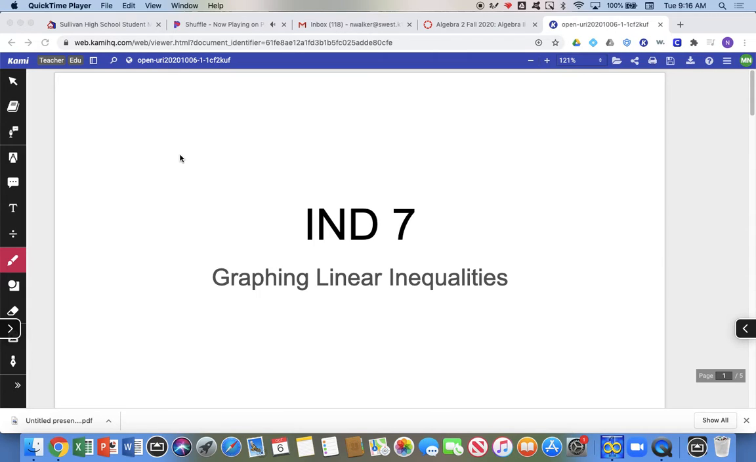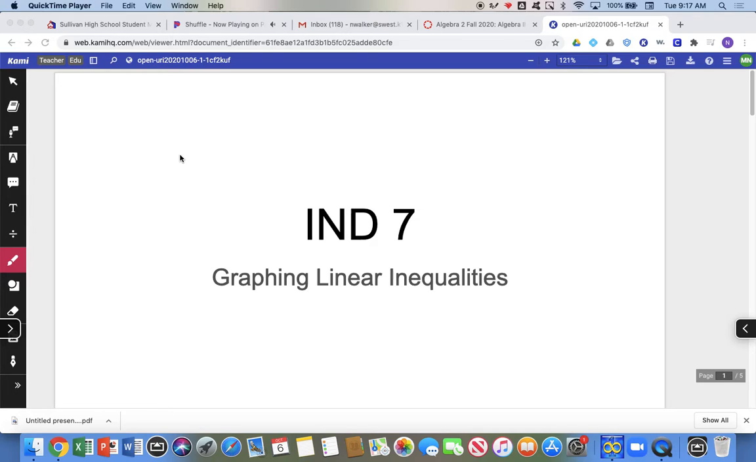All right, so this is our last day of notes for Indicator 7. Tomorrow you will have a review assignment, and then we will have the entire class period on Thursday to go over any questions that you may have. But today we are going to talk about what happens when we put in, instead of an equal sign, greater than or less than symbols, or less than or equal to, greater than or equal to. Do you remember when we solved inequalities, we could graph our answers on the number line?